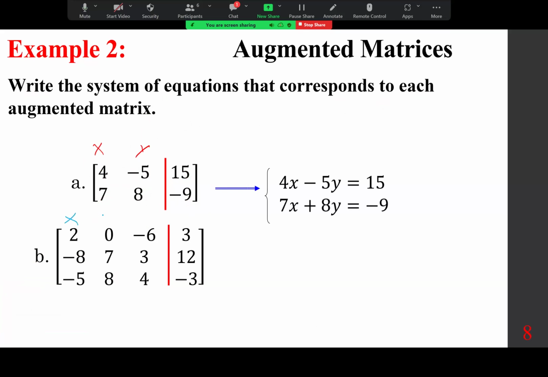For this one, we're going to write x, y, z. That means 2x, 0y, we don't have to write it, minus 6z is 3, minus 8x plus 7y plus 3z is 12, minus 5x plus 8y plus 4z must be negative 3. So this is how you write them.